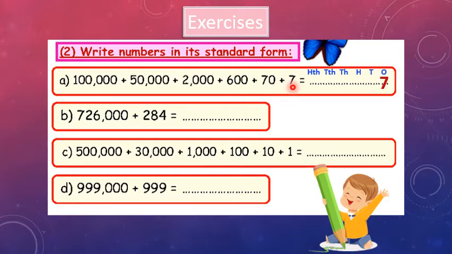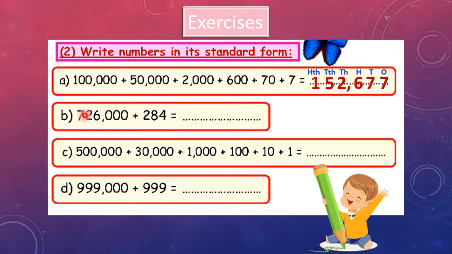Here we have 7 in ones place, 7 in tens place, 6 in hundreds place, 2 in thousands place, 5 in 10,000s place, and 1 in 100,000 place. And read this number, it will be 152,677.